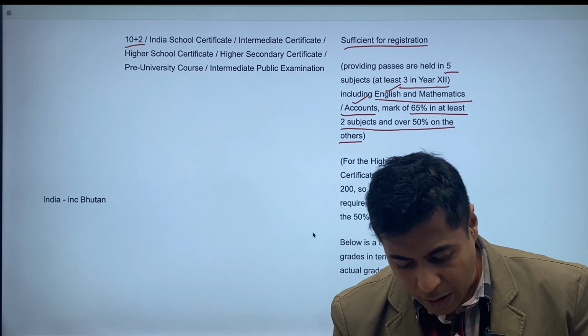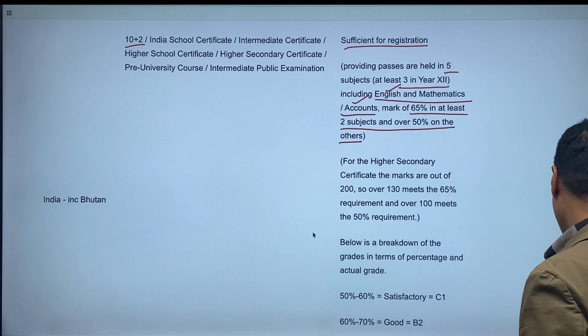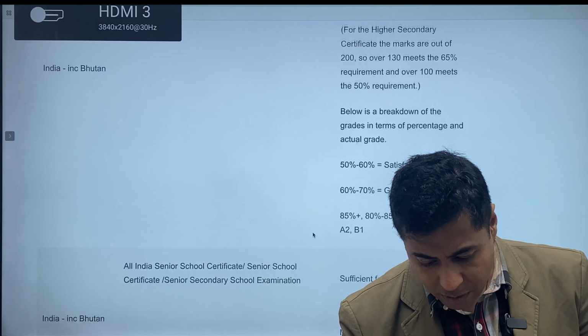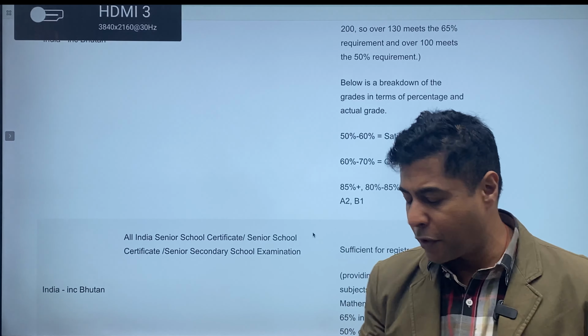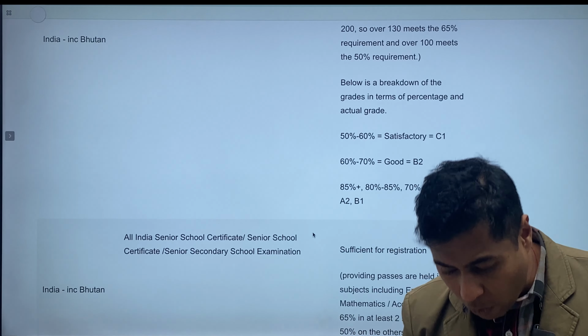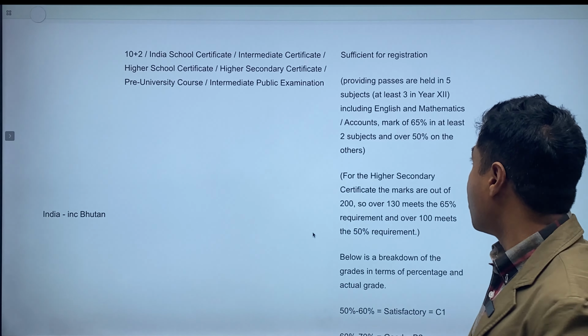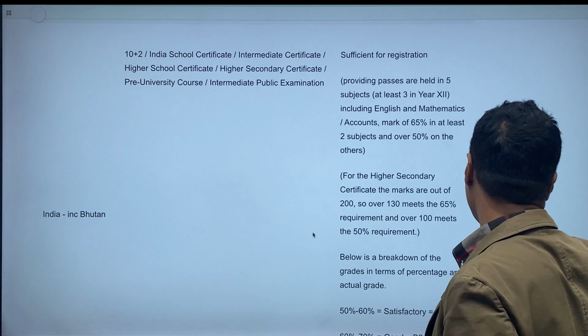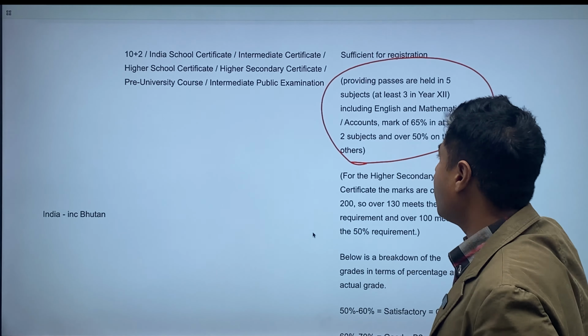So this depends on the board you are from. Now let's start looking down. What is the grading criteria? 50 to 60 is considered C1, 60 to 70 B2. This is irrelevant. All you require is this. So this is the most important section for us to understand how you become eligible.